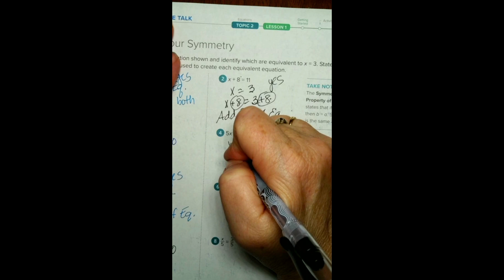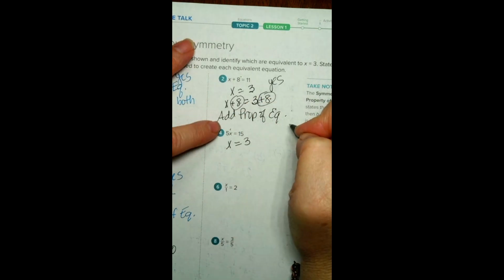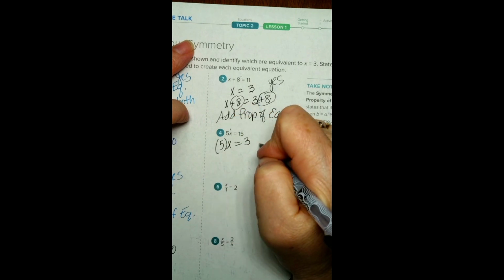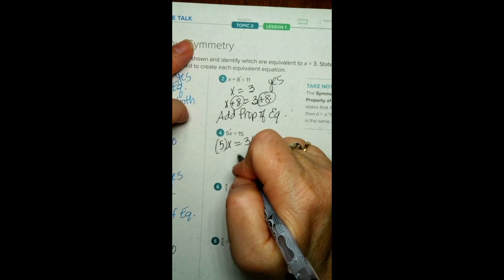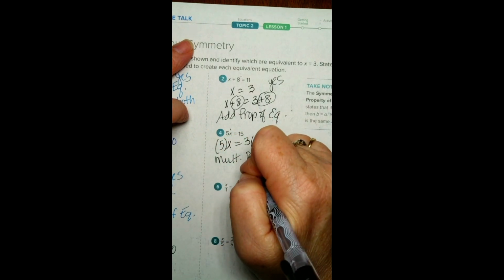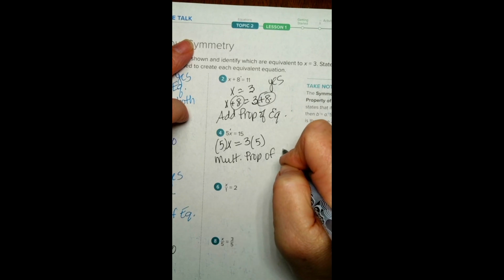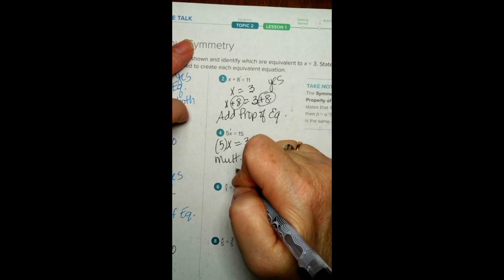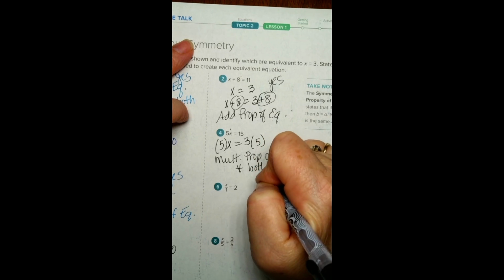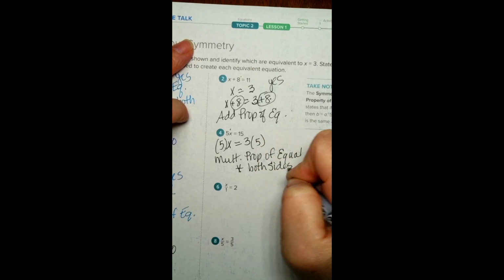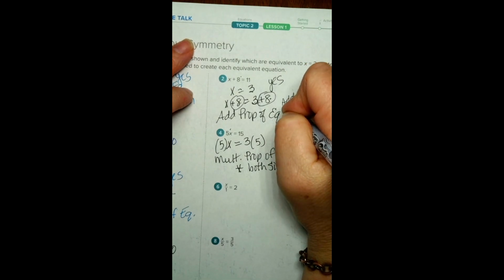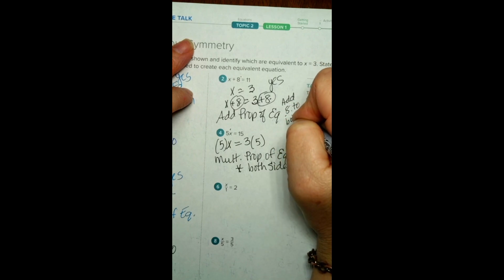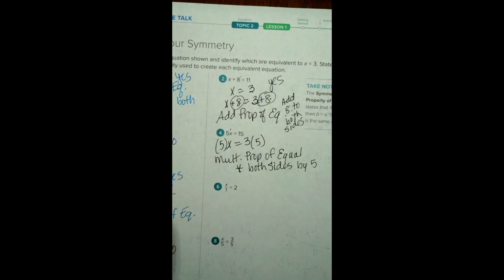Okay, so if we had x equals 3, how would we go to the 5x equals 15? Would we multiply both by 5? Yes, that works. So multiplication property of equality. So multiply both sides by 5. This one is add 8 to both sides. Sorry, I didn't change pen color there.